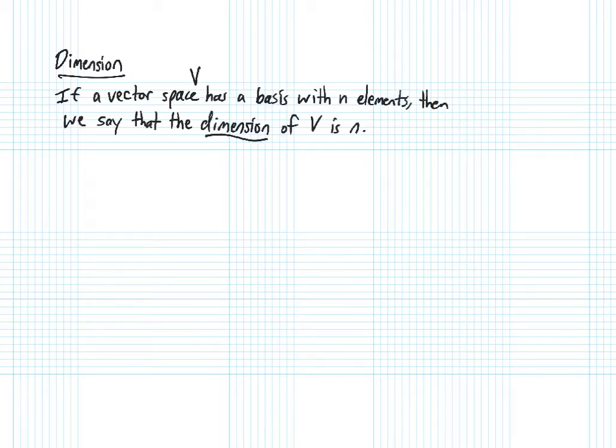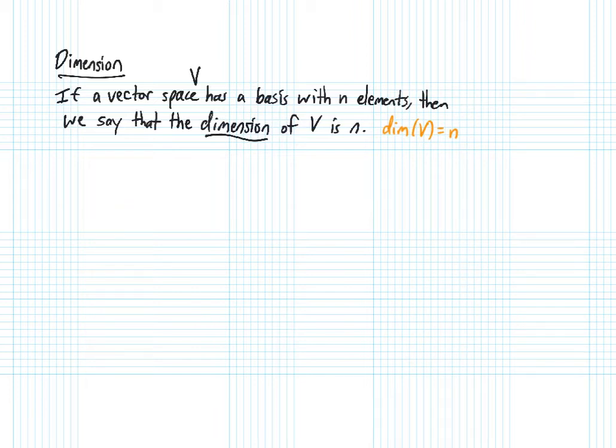So remember that we used the concept of basis to define the dimension of a subspace. So now we can do the same thing, but in this general context of vector spaces. So if a vector space V has a basis with n elements, then we'll say that the dimension of V is n. And then the notation for that is dim of V equals n.